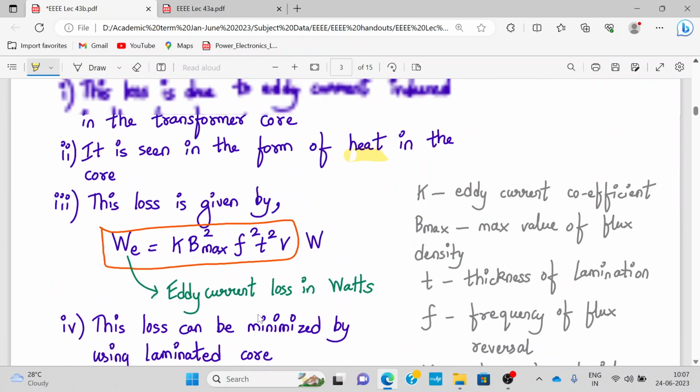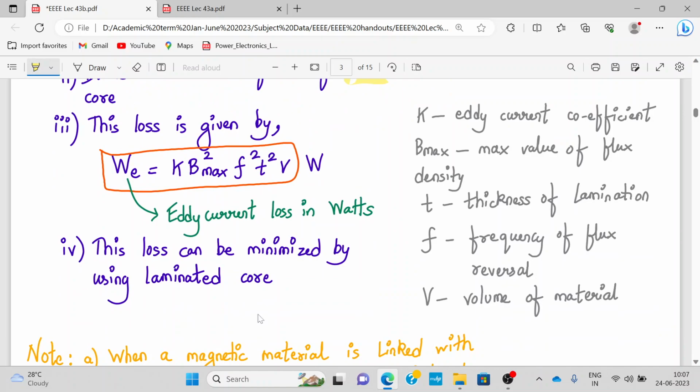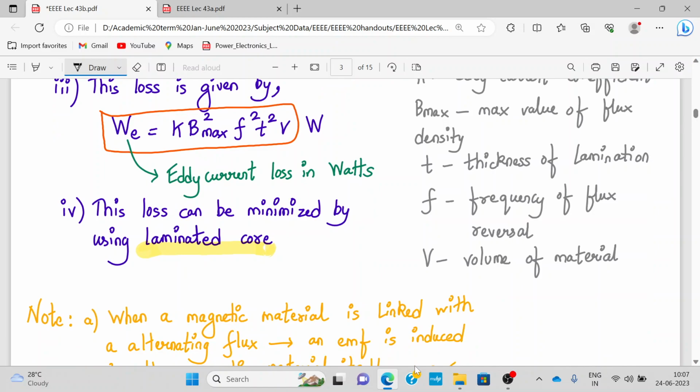Now let's investigate how to reduce or minimize this loss. This eddy current loss can be minimized by using laminated cores. This is very important. We have shown you the transformer construction in the last lecture using laminated cores. Instead of having one single core like this, what we do is we take a laminated core.